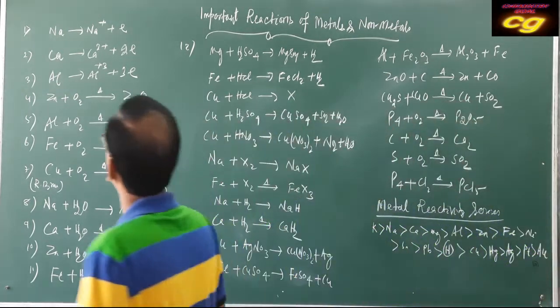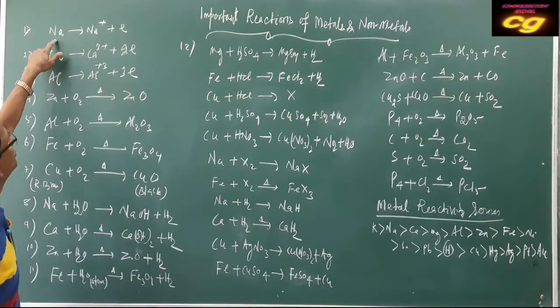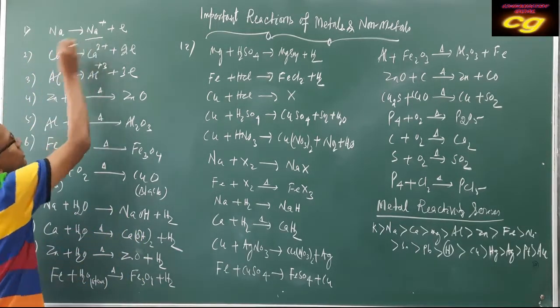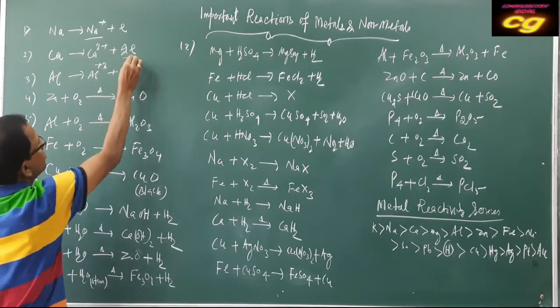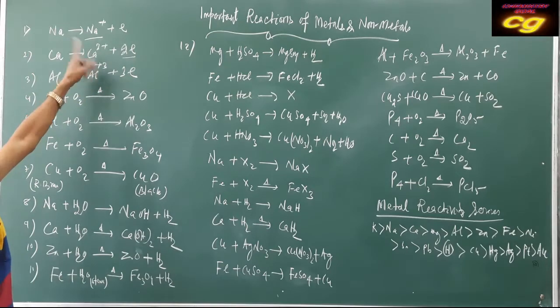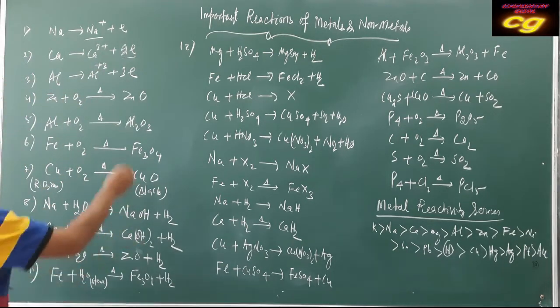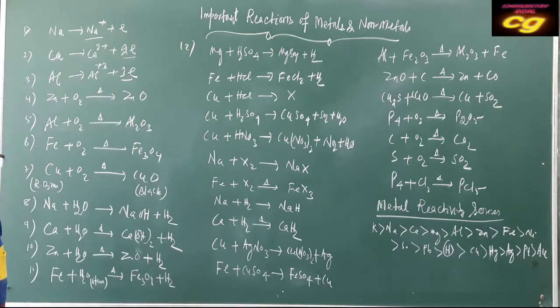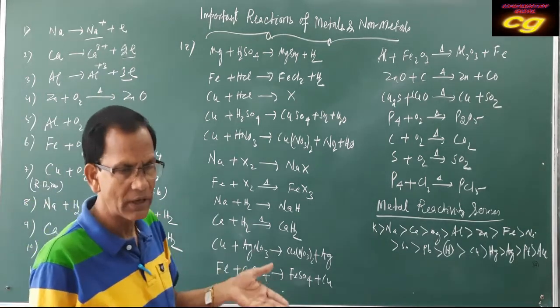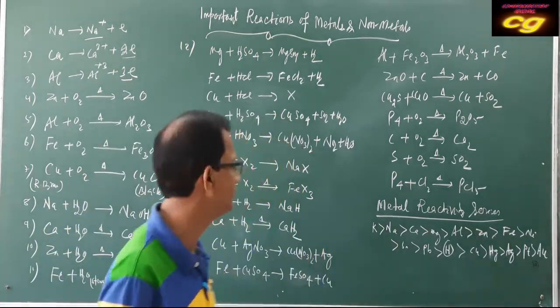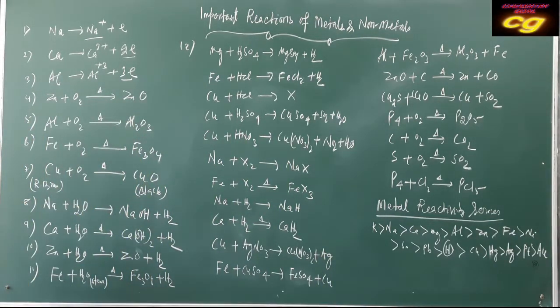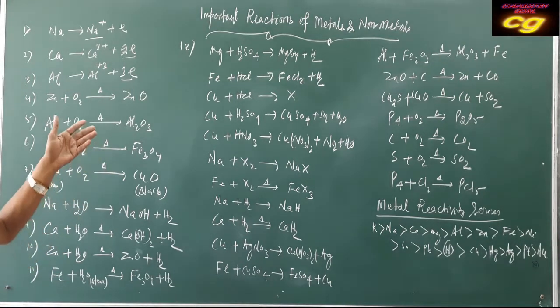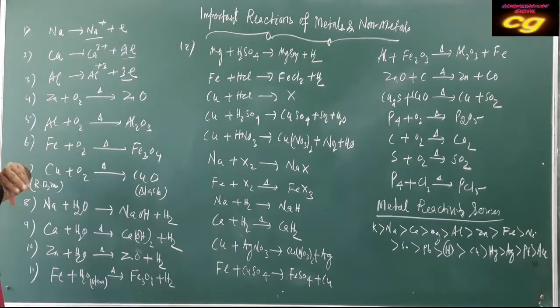You see, here sodium metal, when it loses an electron, produces Na+, because sodium has 1 valence electron. Calcium loses 2 electrons and becomes Ca2+ because it has 2 valence electrons. Aluminium loses 3 electrons because it has valence 3. So the number of electrons lost from the metal atom depends upon the valence electrons, because metals are electron donors. Electropositive metals, after losing electrons, become positively charged. That's why metals are called electropositive.